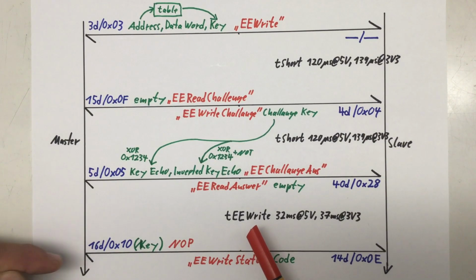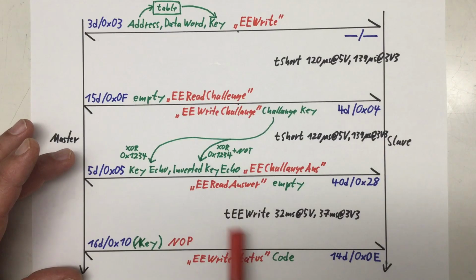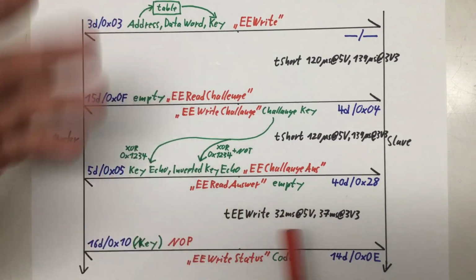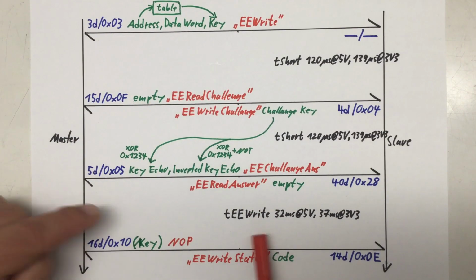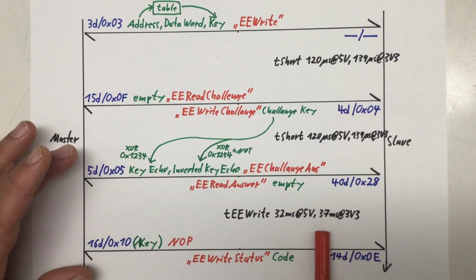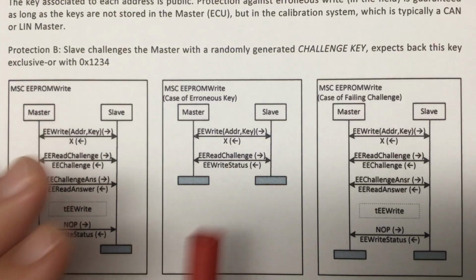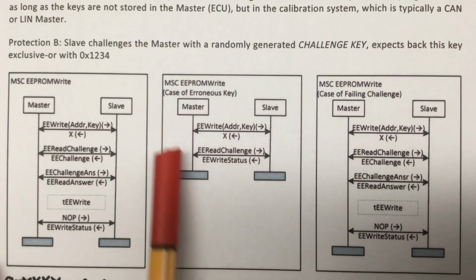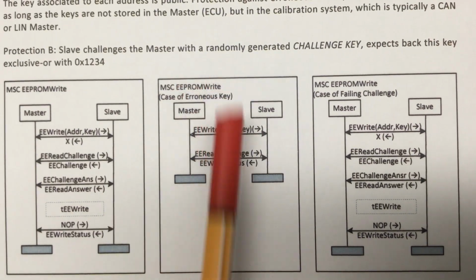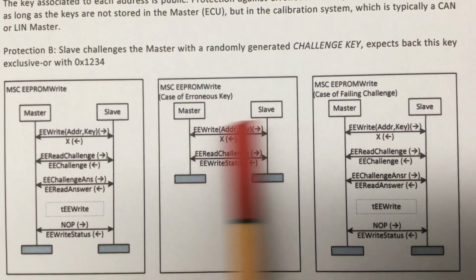Between the third and the fourth SPI transaction, we have to wait for EEWrite time, and that again is written in different styles, all caps or lowercase, in different places in the datasheet, and it's a whopping 32 milliseconds at 5 volts and 37 milliseconds at 3.3 volts. I should also mention that there is an alternative flow of SPI transactions in case we get that key wrong in that EEWrite message.